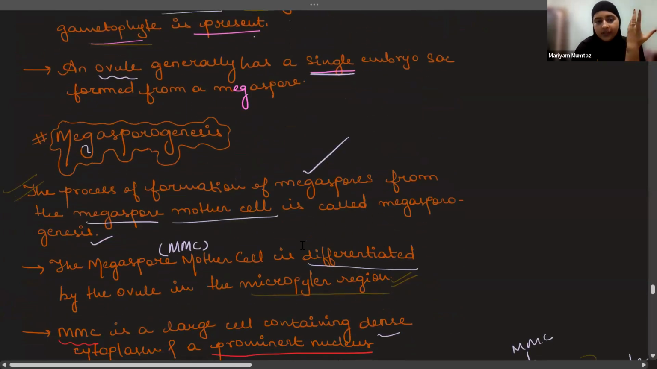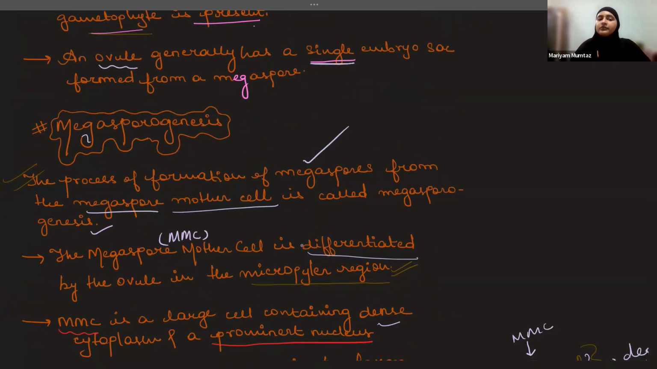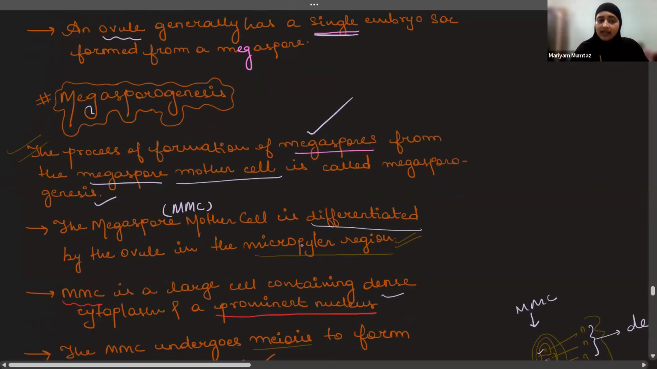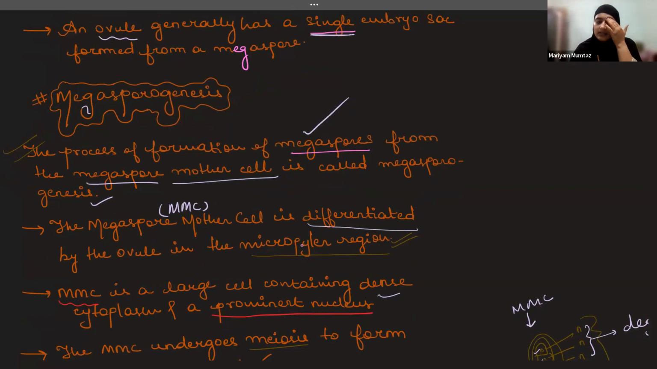Now, moving forward, up until now, we have discussed the structures that are associated with the female reproductive part and the male reproductive part. Now we'll move on to, just like how we studied microsporogenesis, now we'll study megasporogenesis. So obviously, the formation of a megaspore. The process of formation of megaspores from the megaspore mother cell is known as megasporogenesis. Just like how there was pollen mother cell and microspore mother cell, same way here, the cell that will undergo meiosis is the megaspore mother cell, MMC.